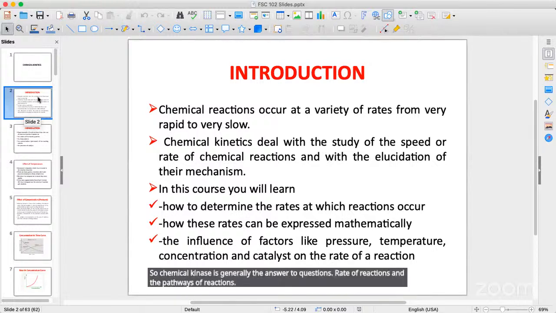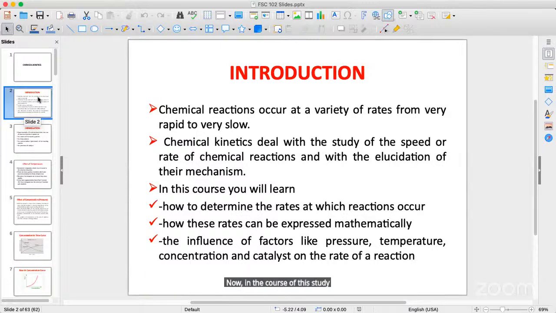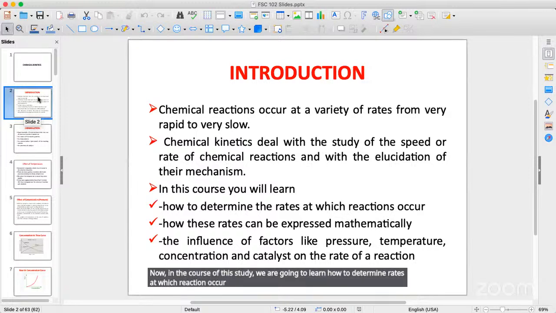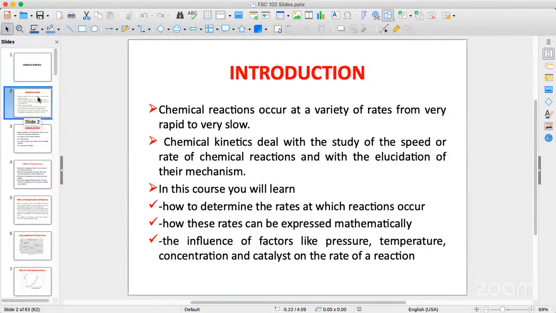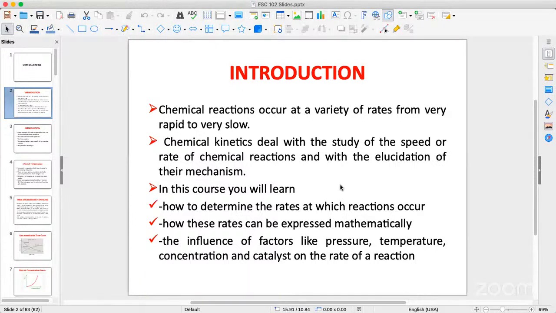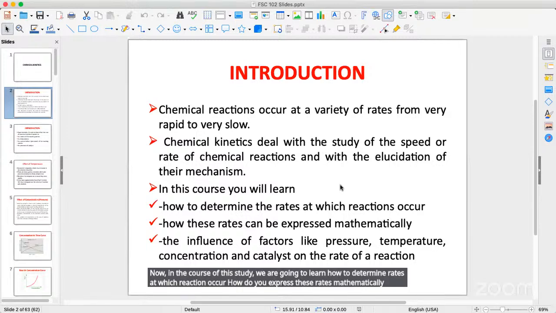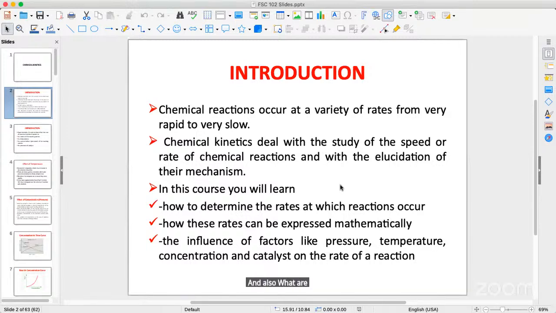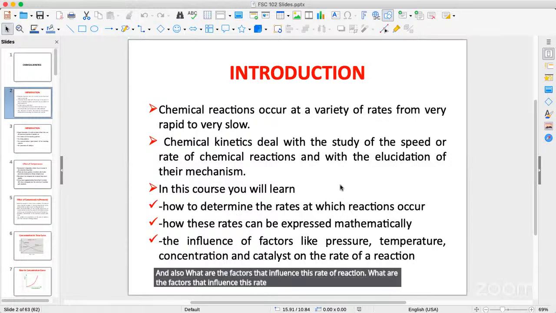So chemical kinetics generally answers two questions: rate of reactions and the pathways of reactions. Now, in the course of this study, we're going to learn how to determine rates at which reactions occur. How do you express these rates mathematically? And also, what are the factors that influence this rate of reaction? Like pressure, temperature, concentrations, and catalysts.